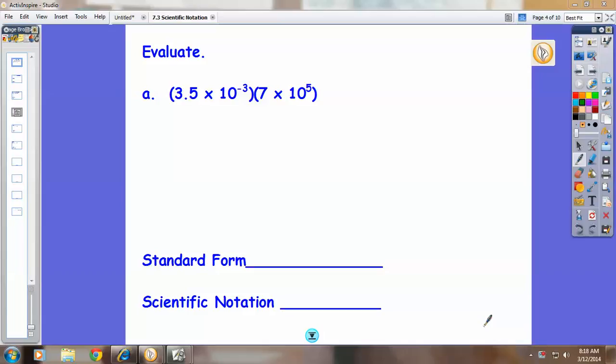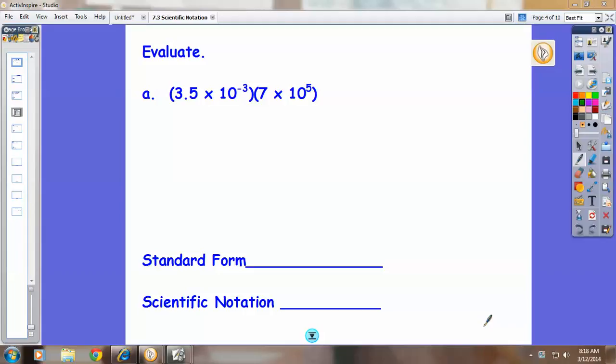Yesterday, we looked at numbers and changed them from scientific notation to standard form, and then we went the other direction, didn't we? We went from standard form to scientific notation. Today, we're going to multiply numbers that are written in scientific notation. This may be something that you would find in a science situation where you have two really small numbers, maybe two really big numbers, two measurements that are written in scientific notation, and you need to multiply them.